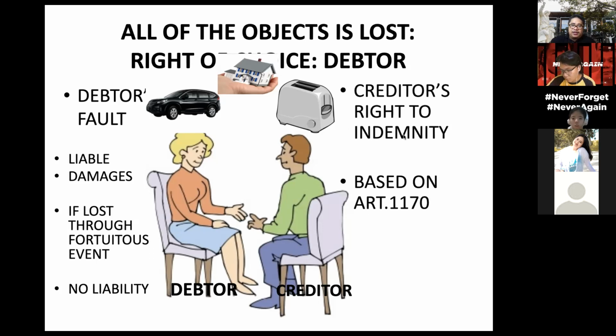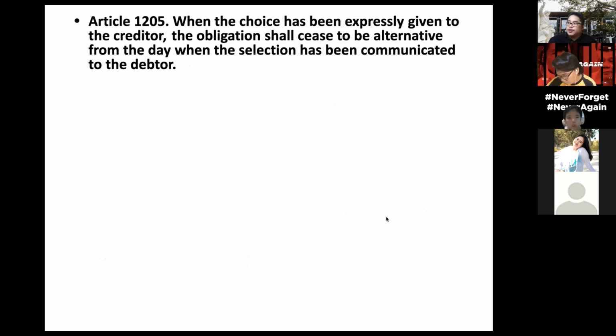The creditor's right to indemnity is again based on 1170. Okay? 1170: whoever is guilty of fraud, negligence, or in any manner contravenes the tenor of the obligation is liable for damages. So here, 1205: when the choice has been expressly given to the creditor, the obligation shall cease to be an alternative from the day when it was communicated to the debtor.